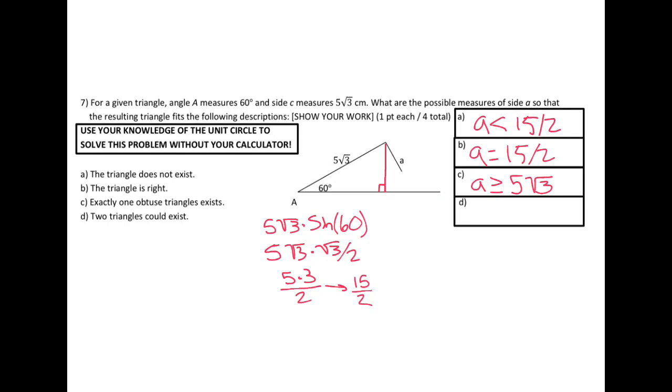And for two triangles to exist, we need A to be smack dab in the middle, has to be greater than that 15 halves, but it has to be less than that 5 root 3. If it's in that sweet zone, we will get two triangles. Those are our values, and we are done.